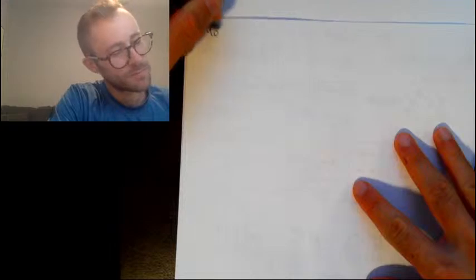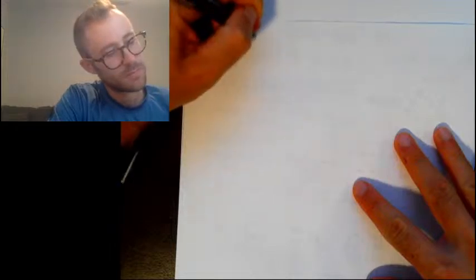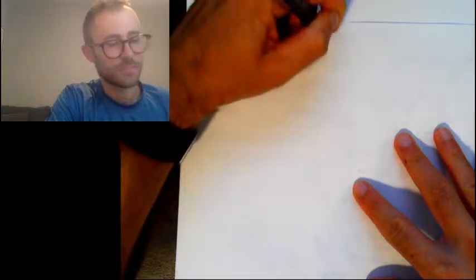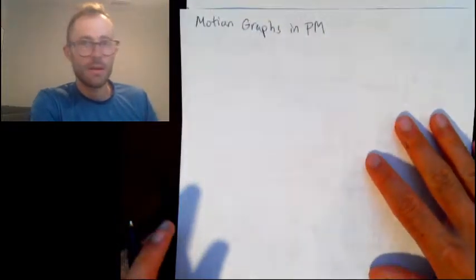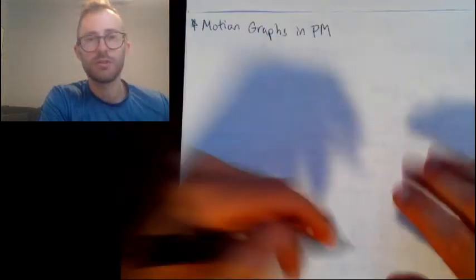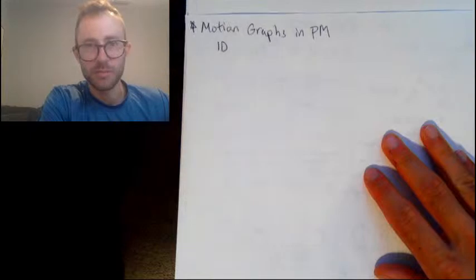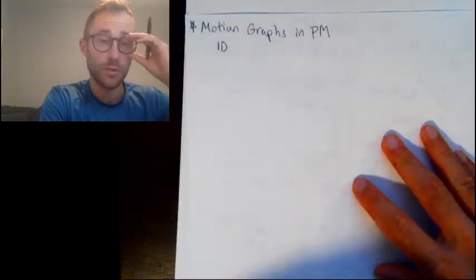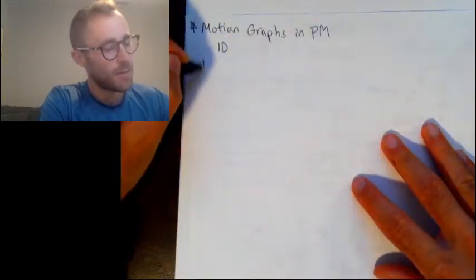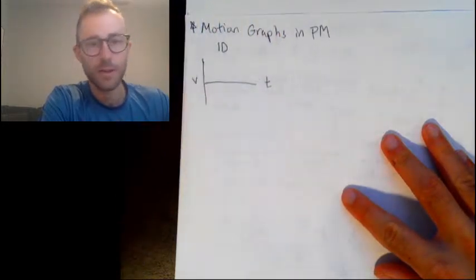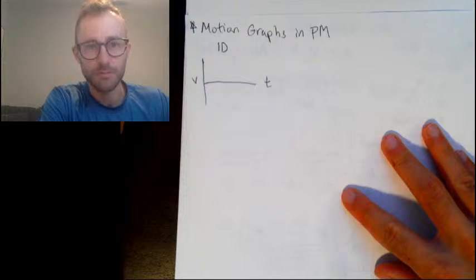So this part of the lesson is about motion graphs in projectile motion, okay? So how do we do motion graphs in projectile motion? Well, you might remember that if we have one-dimensional motion, one of the graphs that we made was a velocity time graph. Okay, that's for one-dimensional motion.